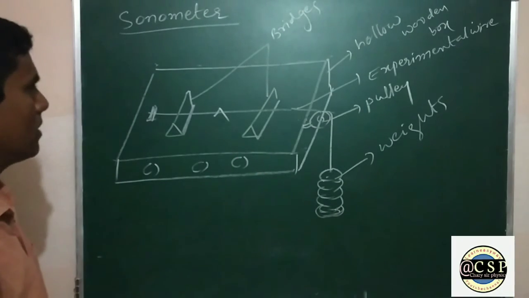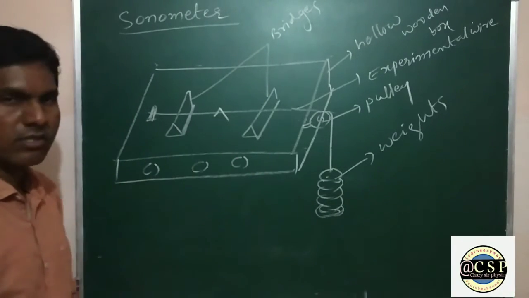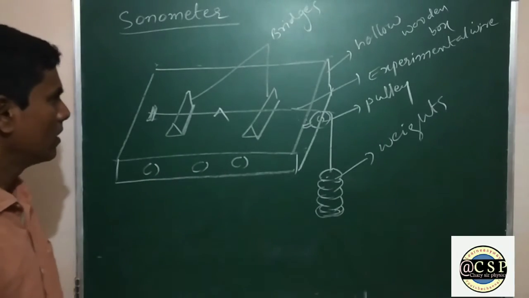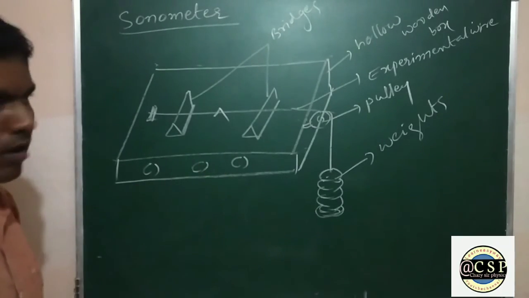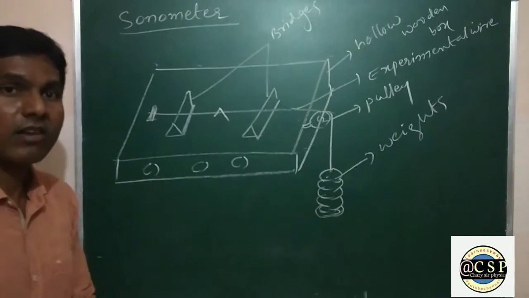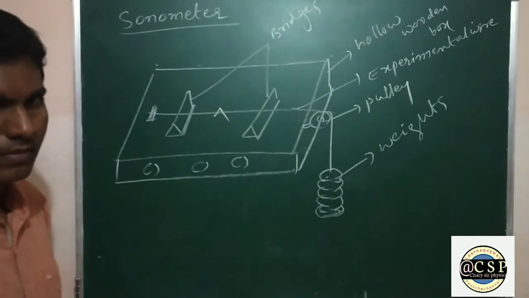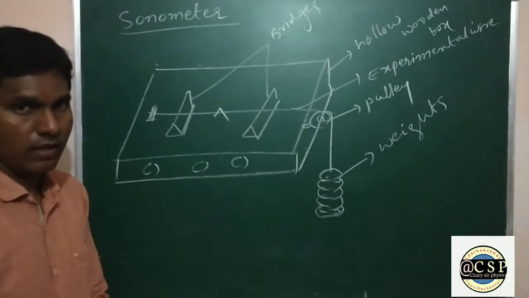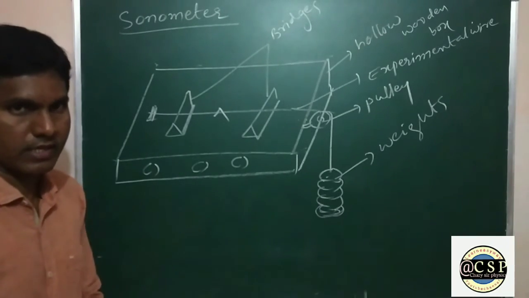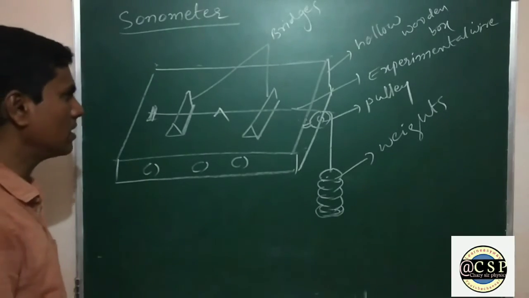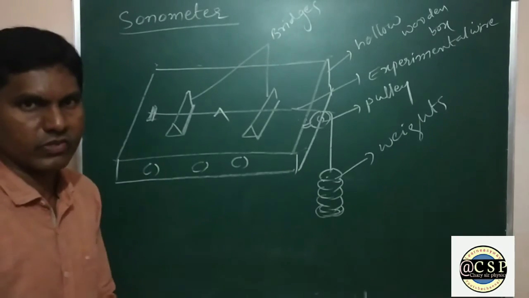So it's very simple. The two bridges are kept on the surface of the hollow wooden box. This apparatus is used to study or verify the laws of stretched strings, and to calculate the fundamental frequency of the vibrating string.